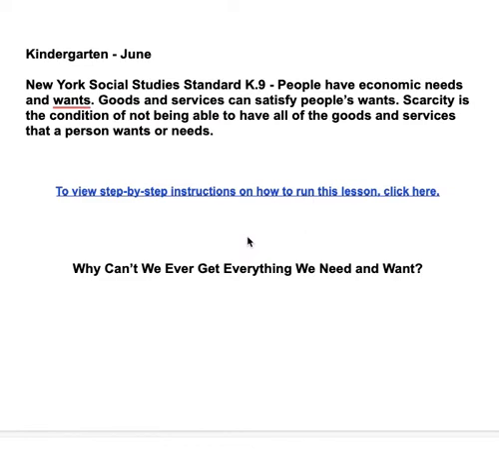The standard we're going to be covering is Standard K9, Kindergarten 9, and it reads, people have economic needs and wants. Goods and services can satisfy people's wants. Scarcity is the condition of not being able to have all the goods and services that a person wants or needs. If at any time you need to have the step-by-step instructions on how to do that, you just click that link right there and you'll launch this video.